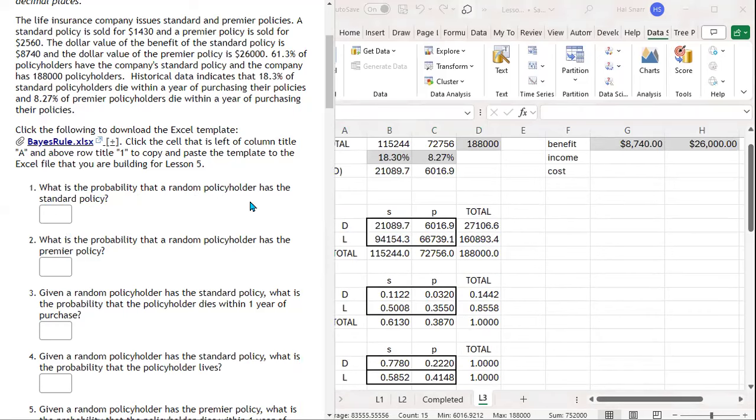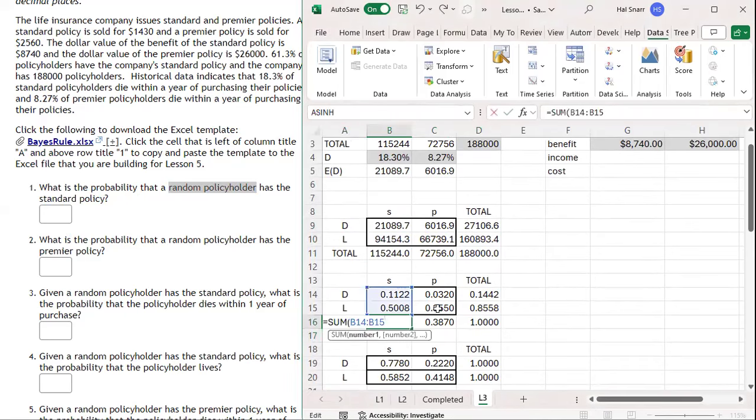Now, what is the probability that a random policyholder has a standard policy? So we're talking about a random policyholder. Another way to calculate this right here is to take the number of people who are standard policyholders and divide that by the number of policyholders. Another way to calculate this is to take the number of premium policyholders and divide it by the total number of policyholders. Using this way to calculate the marginal probabilities instead of the sums gives you a more intuitive feeling for this probability, right? So that's the probability of being a standard policyholder.